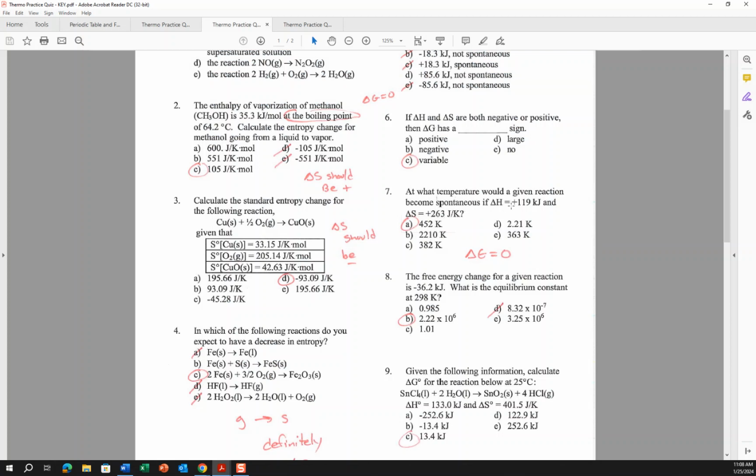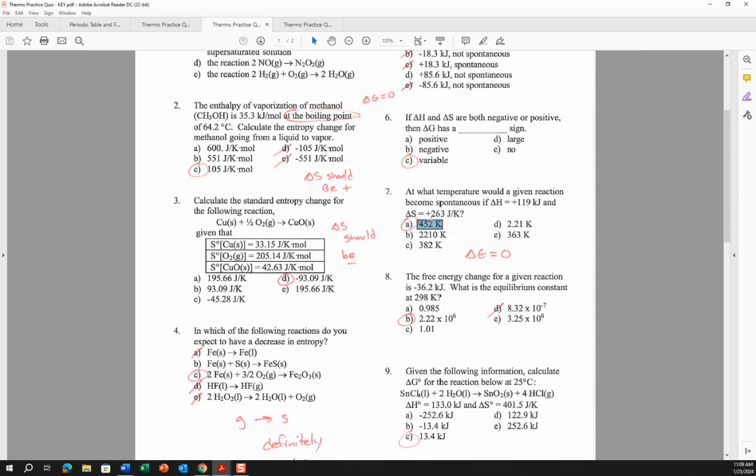If this were a negative negative combo, then this temperature would represent anything above it becomes not spontaneous, and anything below it becomes spontaneous. Okay? So this is the temperature tipping point for this combination of delta H and delta S, but when they're positive, it's anything above this temperature, it's spontaneous, and anything below this temperature, it's not spontaneous. And if they were negative, it would be the other way around. Anything above this temperature, it's not spontaneous, delta G would be positive, and anything below this temperature, delta G would be negative, so it would be spontaneous.